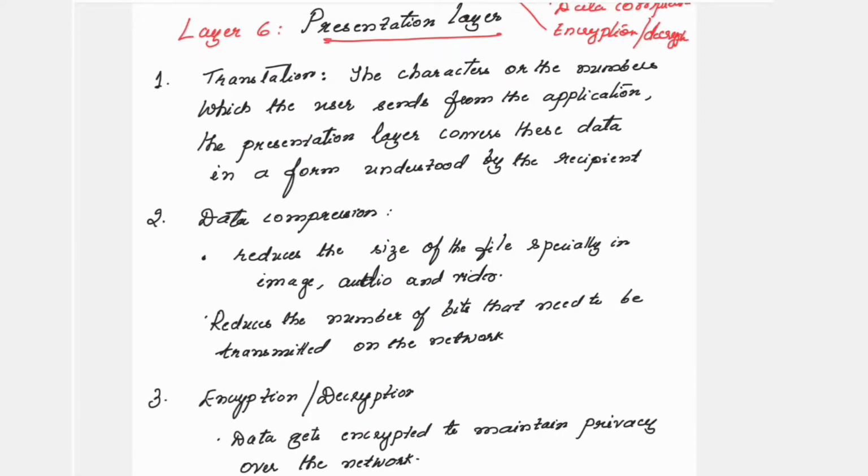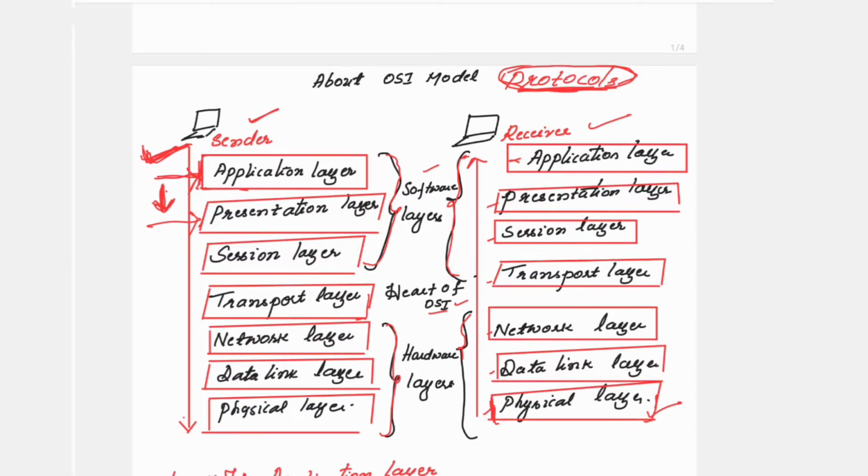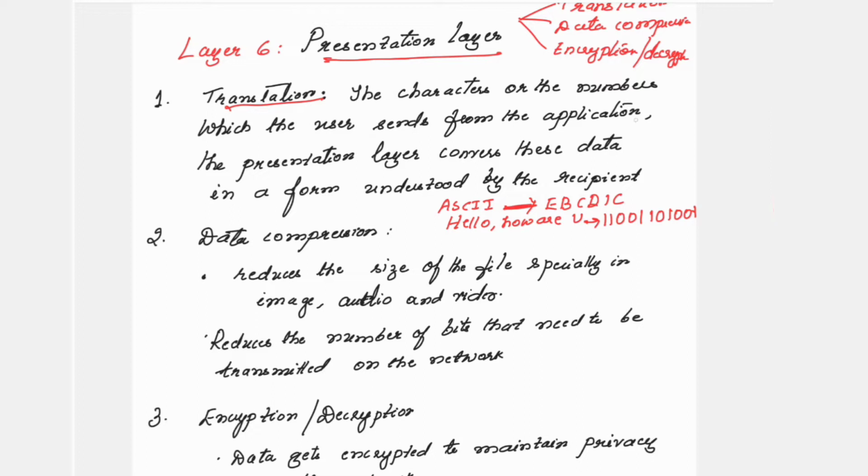First thing is translation. The user is using the application layer. From the application layer, the message will be moved to the presentation layer. This message, whatever is moved from the application layer to the presentation layer, is in the ASCII format, but the machines do not understand the ASCII format. So that will be converted into a form which is understood by the machine. Now the presentation layer converts the ASCII to EBCDIC form. The characters or the numbers which the user sends from the application, the presentation layer converts into a form understood at the recipient machine.